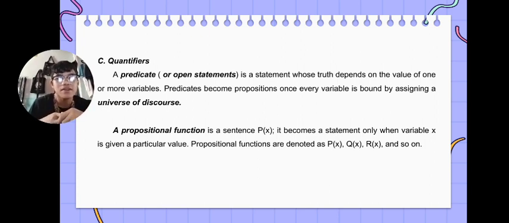It is a sentence P(x), it becomes a statement only when variable X is given a particular value. Propositional functions are denoted as P(x), Q(x), R(x), and so on. And the independent variable of a propositional function must have a universe of discourse, which is a set from which the variable can take values.